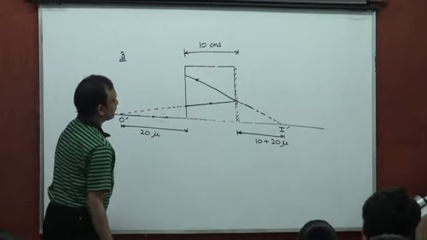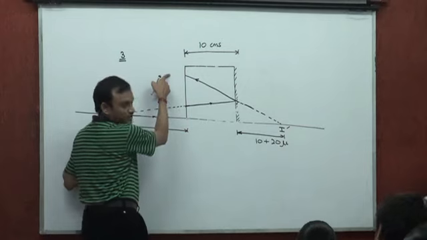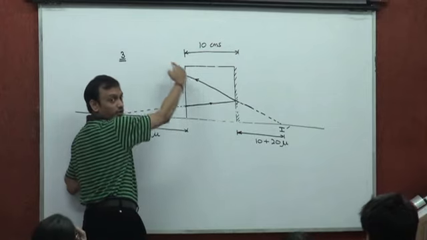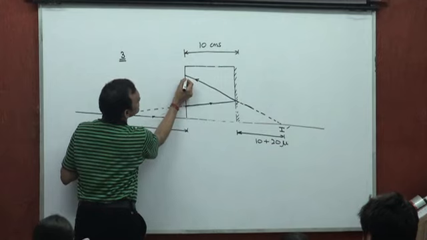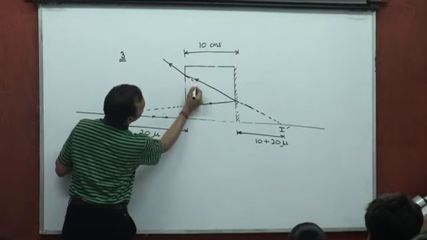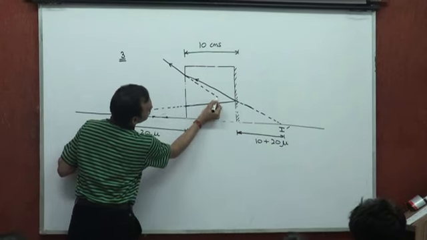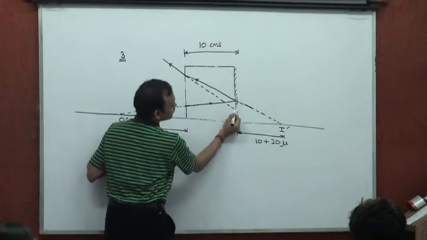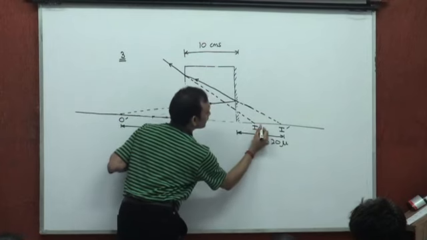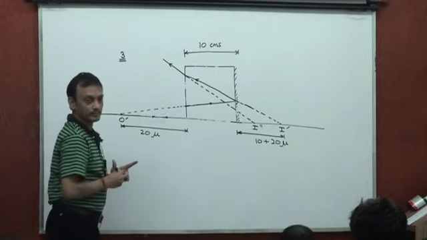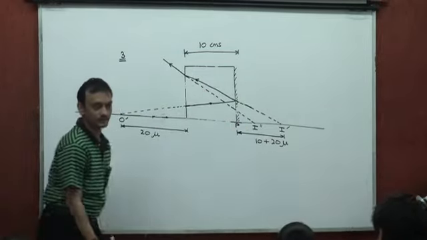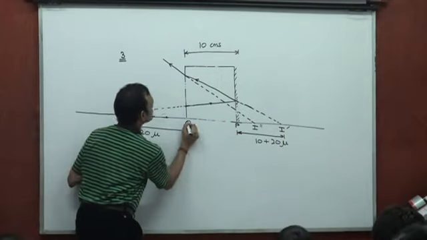Now, going from denser to rarer medium, the ray of light would bend away from the normal. And when it bends away from the normal, it seems like coming from I double prime, bending away from the normal. Let's say this point is P. We call this point Q.